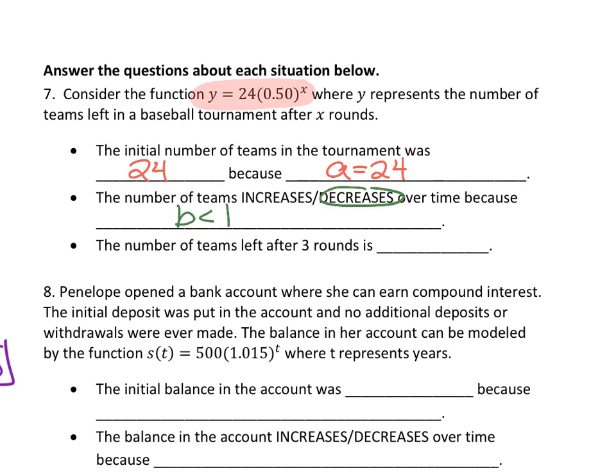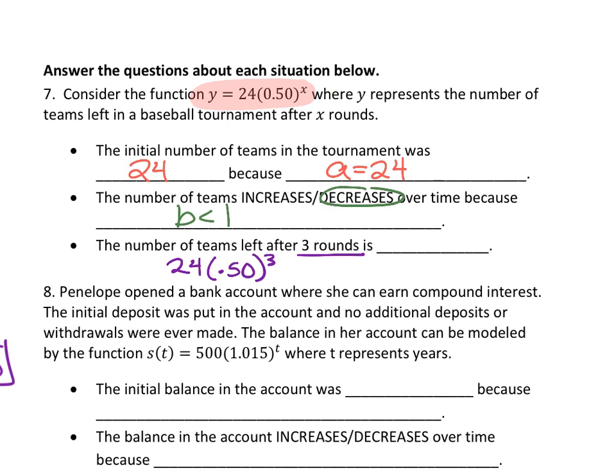Last little bubble says the number of teams left after 3 rounds is blank. If it's telling me 3 rounds, what do we plug in? 3. That's the x. It says where y represents the number of teams left in a baseball tournament after x rounds. So this question is asking me to figure out what 24 times 0.5 raised to the 3rd power is. I want to know what happens after 3 rounds.